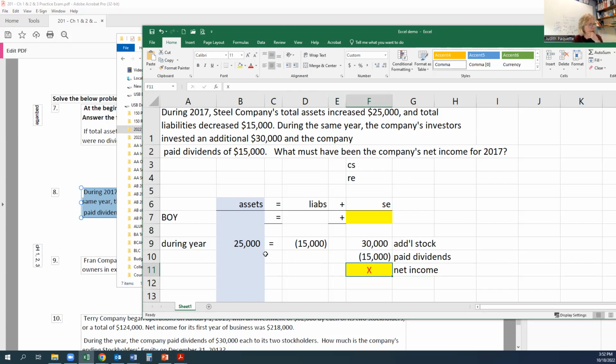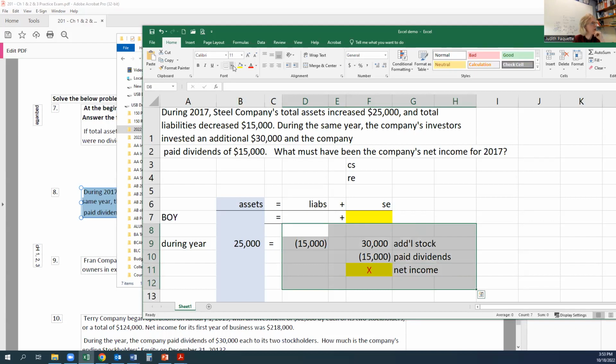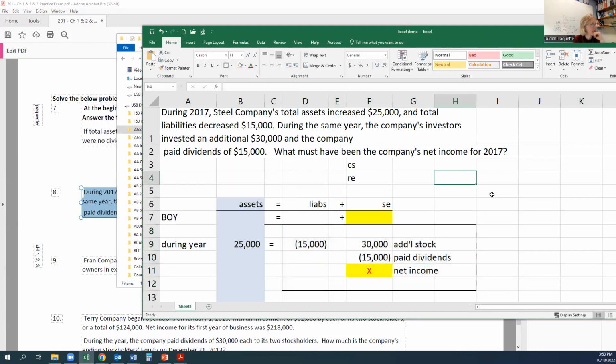Okay. So 15 minus 15 plus 30 is 15. Minus another 15 is 0. So net income has to be what? 25,000. Correct. Yeah. So you're just basically taking this group here and saying they have to add up to whatever the change in assets is because it has to balance.